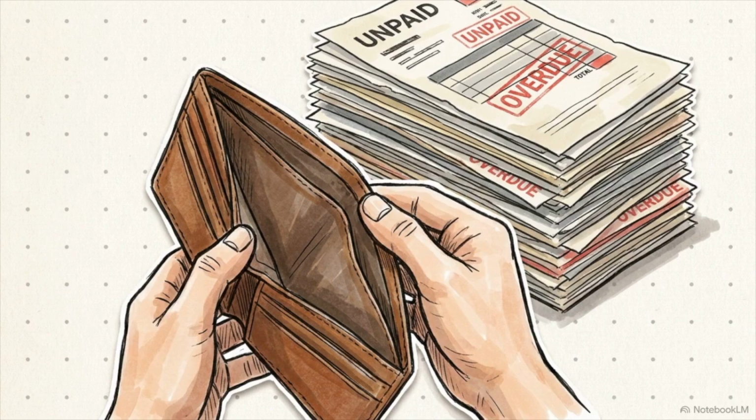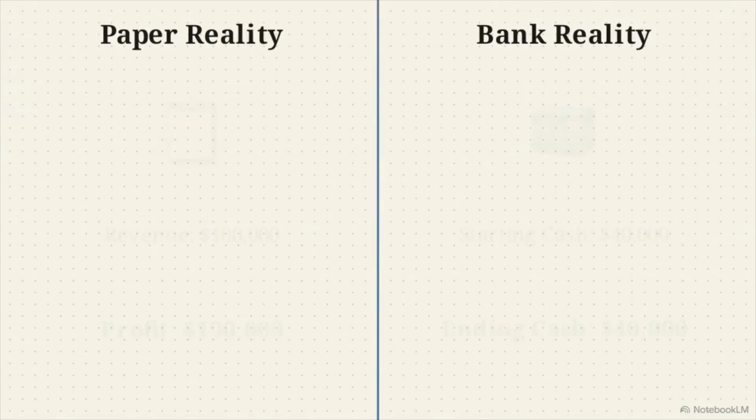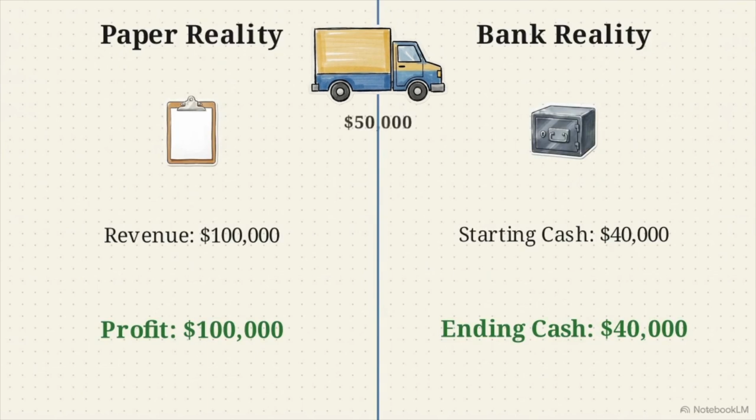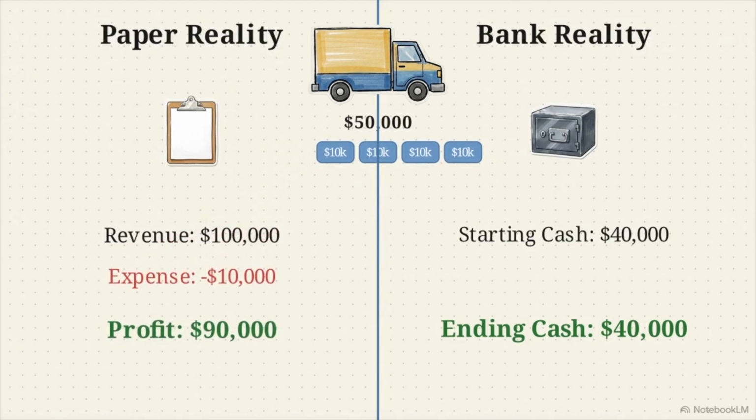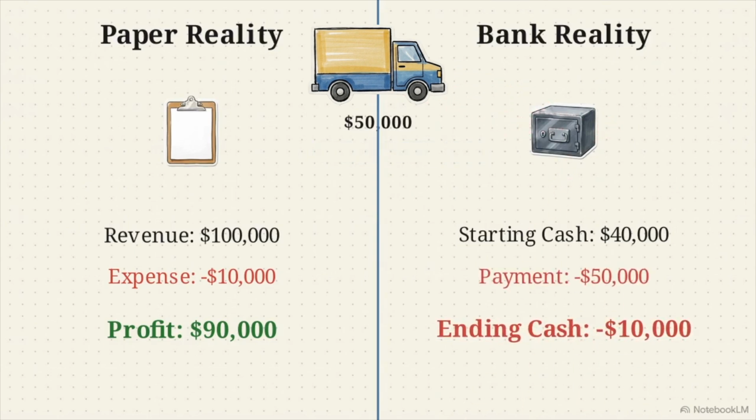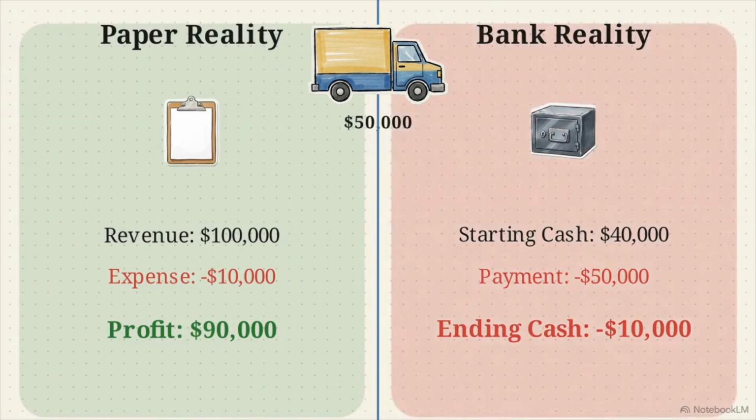The gap widens when a business needs to purchase large assets to grow, like buying a $50,000 delivery truck. Looking at our split ledger, accounting rules require capitalization. Instead of expensing the truck all at once, you spread the cost over 5 years, showing a small $10,000 yearly expense deduction on your paper reality. The cash reality is completely different. The dealer requires the full $50,000 payment up front today. Your paper reality glows green with a high profit margin, while your bank reality flashes red, trapped in severe debt.